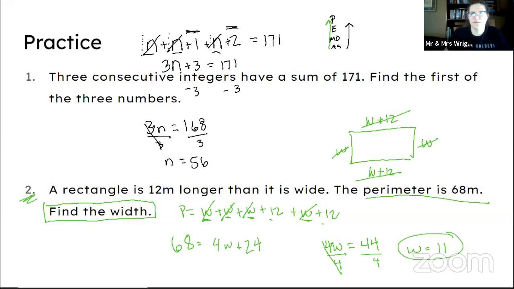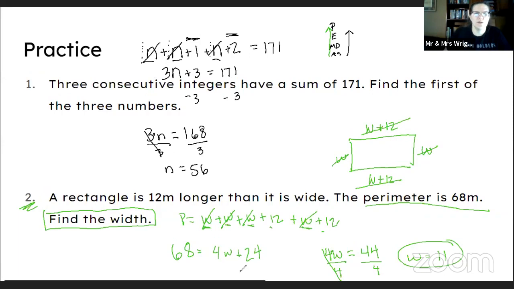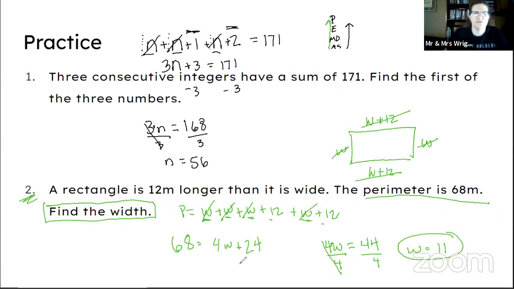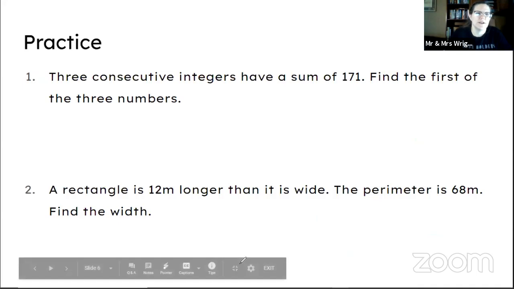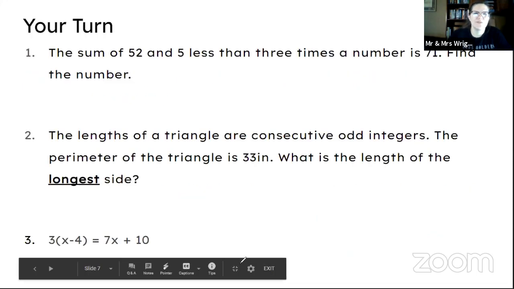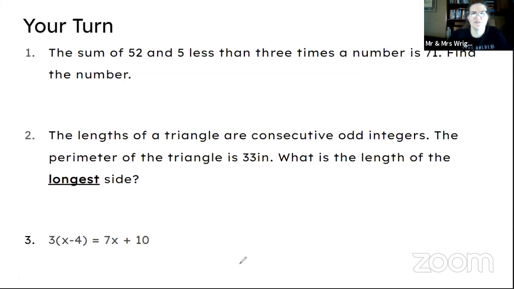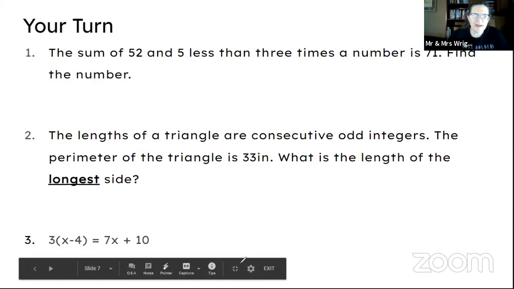Okay. Hopefully you all got the exact same answers I did. All right. Now your turn. The sum of 52 and 5 less than 3 times the number is 71. So you're supposed to find the number. Go ahead and pause it. You can do all three of those, then come back and we'll go over the answers.